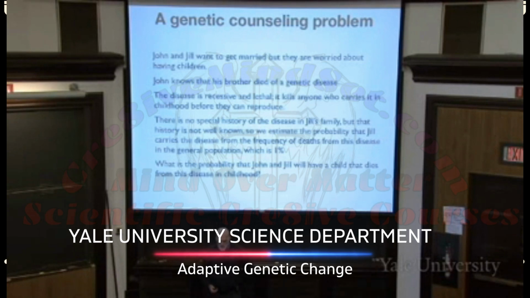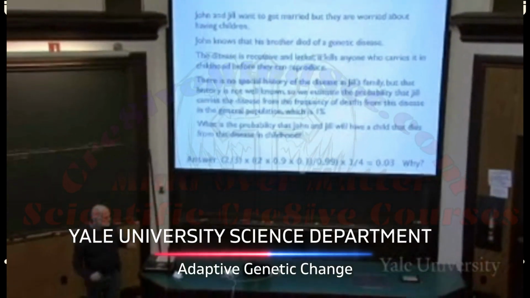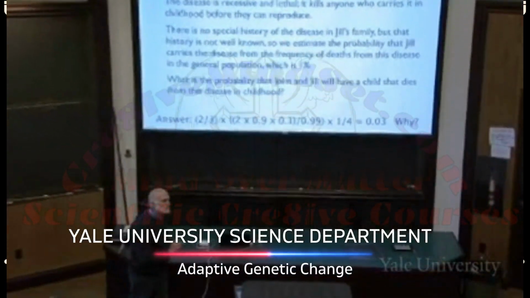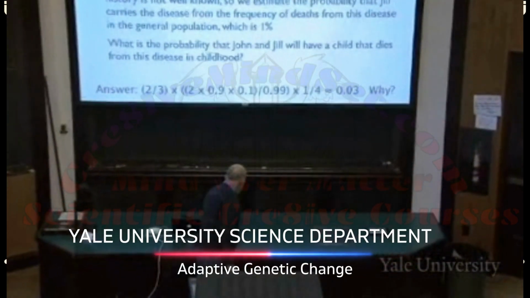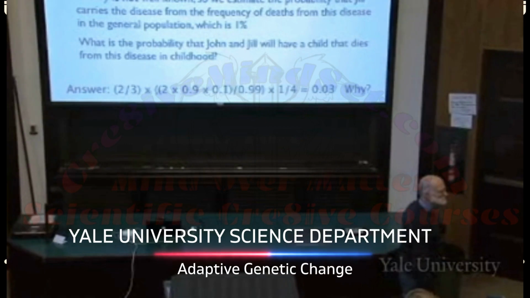What's the probability that they will have a child that dies from this disease in childhood? The probability is 0.03. Your problem is not to tell me 0.03. Your problem is to tell me why I used that equation. Okay? So take a look at that equation for a minute. Take a look at that problem, and let's go through and pull it apart.